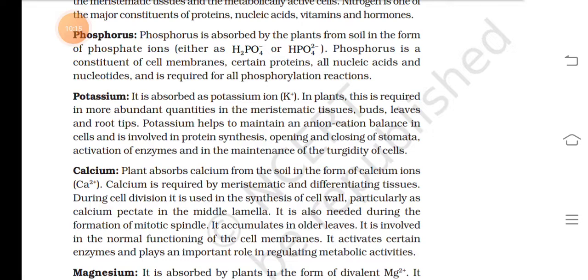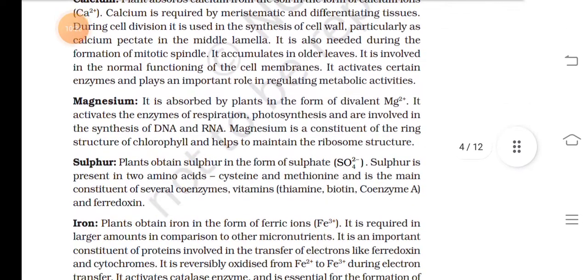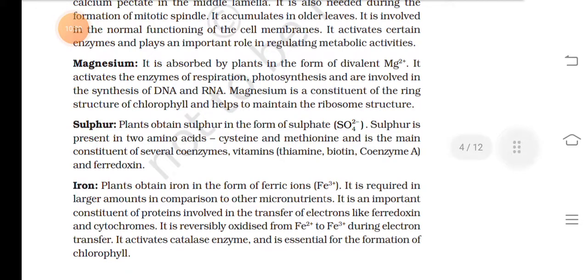It accumulates in older leaves. It is involved in the normal functioning of the cell membrane. It activates certain enzymes and plays an important role in regulating metabolic activities. Magnesium. It is absorbed by the plants in the form of divalent magnesium, Mg plus 2. It activates the enzymes of respiration and photosynthesis and is involved in the synthesis of DNA and RNA. Magnesium is a constituent of the ring structure of chlorophyll and helps to maintain the ribosome structure.